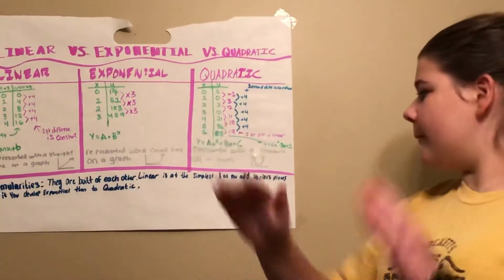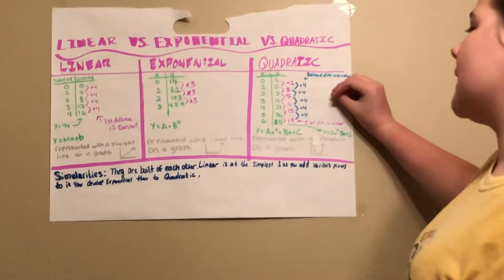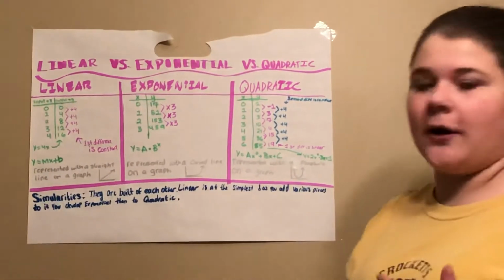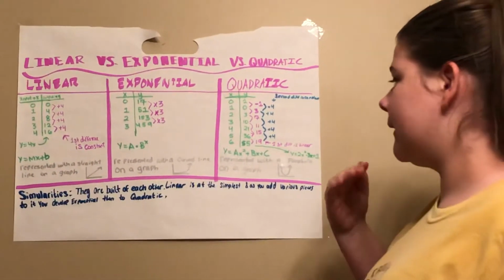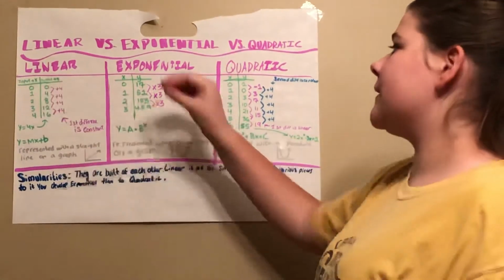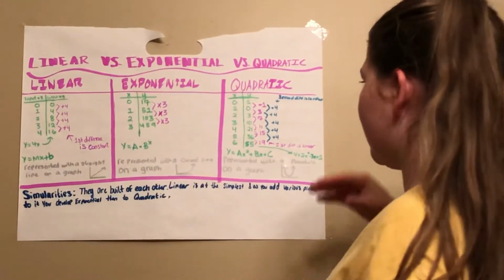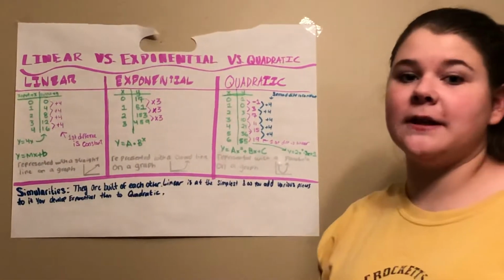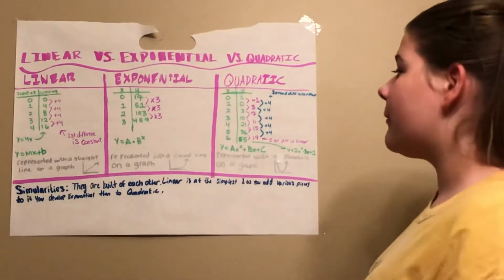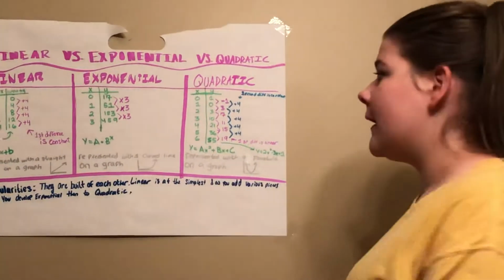So the similarity in all of these very different functions is that they are all kind of built off of each other. We all have our tables, the inputs and outputs, and those can be the same. And they can still be represented in the same ways. They'll just look different. It can still be represented with equations, with graphs, and with tables.